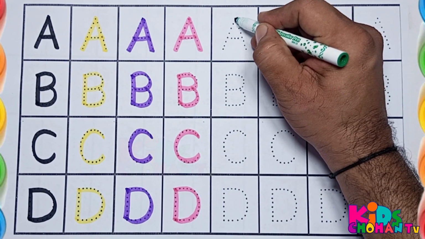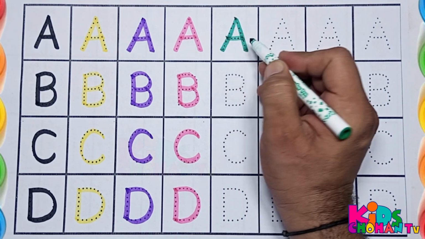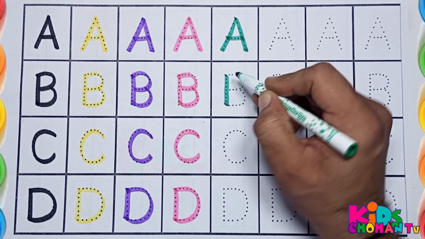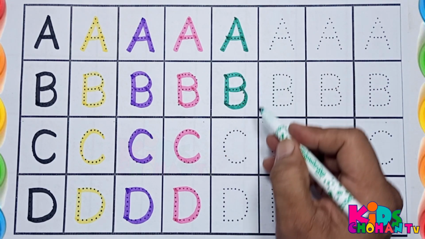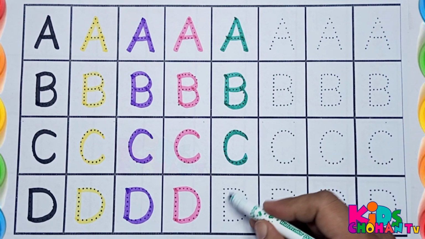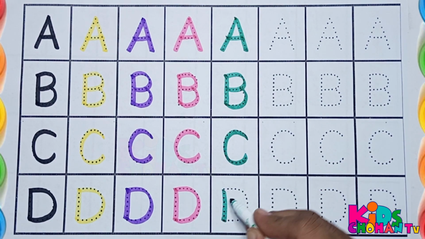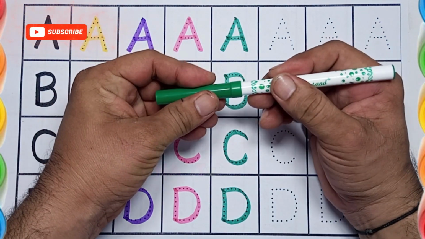Green color. A. A for alligator. B. B for bat. C. C for cat. D. D for dolphin.